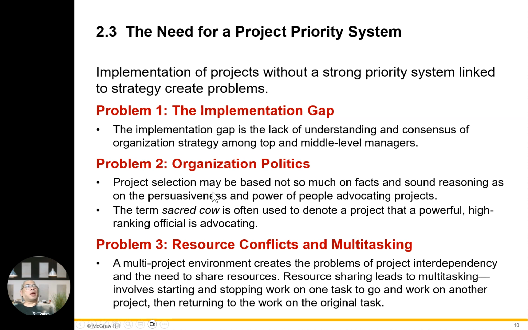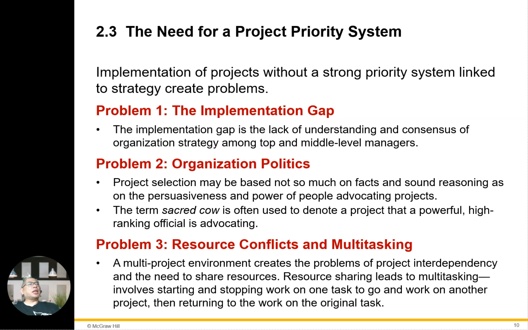Problem 2: organization politics. Project selection may be based not so much on facts and sound reasoning as on the perception of the power of the people leading the project. The term sacred cow is often used to denote a project that a powerful, high-ranking officer is advocating. That's the key part, organization politics. If somebody like the CIO, Chief Investment Officer, is promoting it, that is one of the best examples. We call it a sacred cow, because somebody high level at the executive level is promoting it.